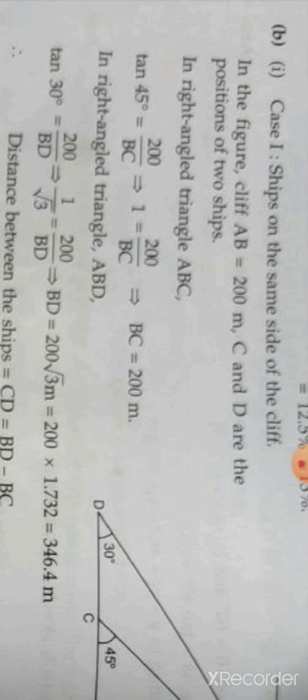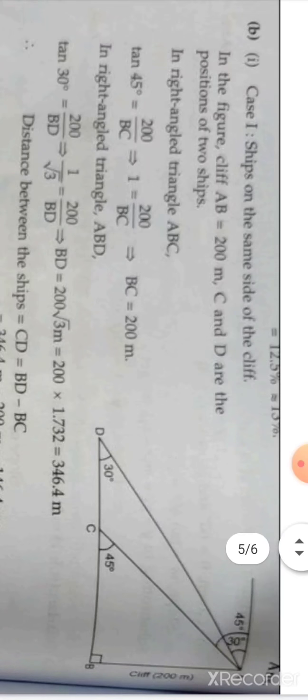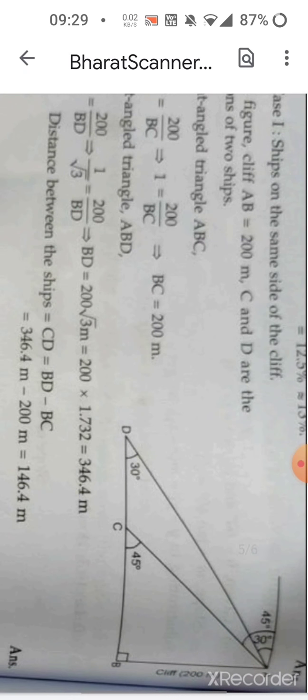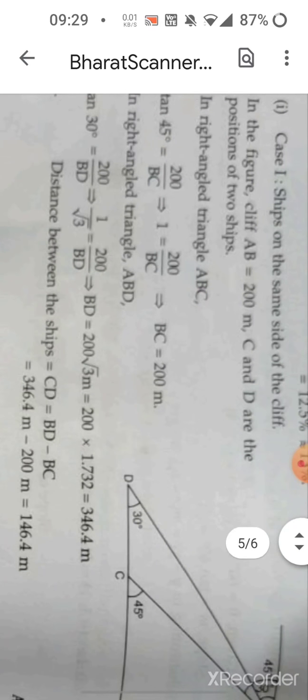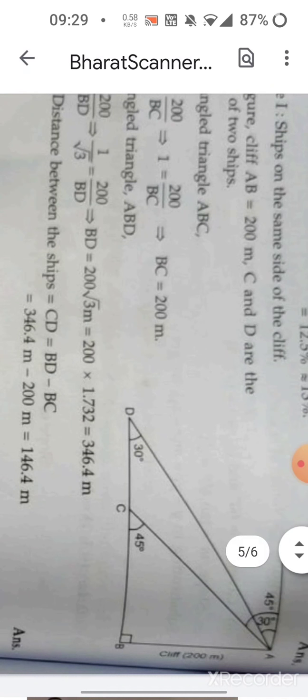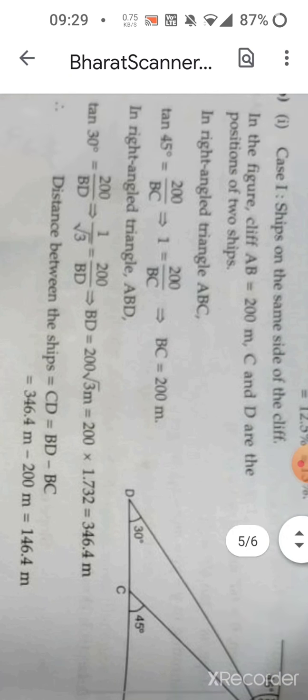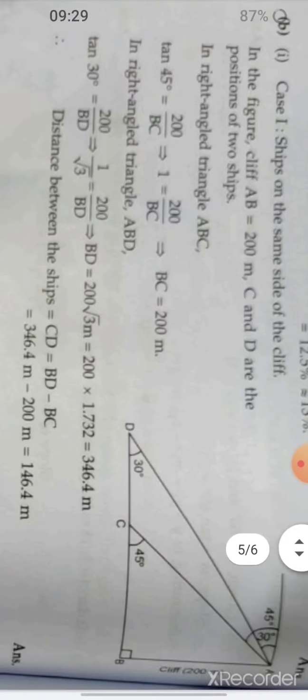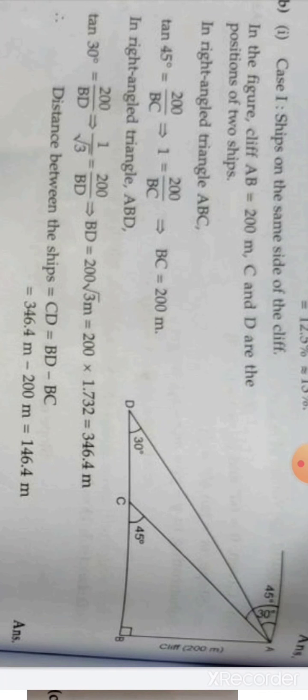Here there are two cases. First is ships on the same side of the cliff. See the figure drawn here. AB here is the cliff, which is 200 meter. C and D are the two ships given, and the angles we have are 45 degree and 30 degree. The positions are C and D, the ships, and they are the angle of depression we have drawn here.